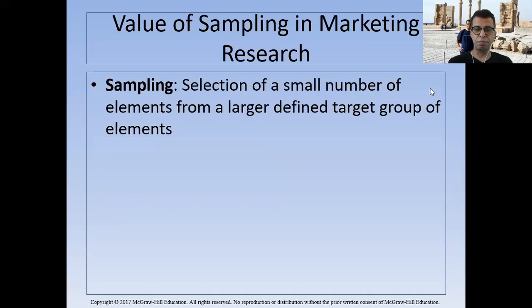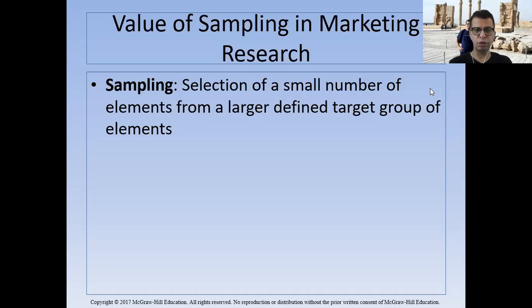So a sampling plan is basically a small number of elements from a larger defined target group of elements. We always do sampling, knowing or not knowing. Once you start cooking something and you start tasting the food, whether you should add more salt or more water, this is one type of sampling.